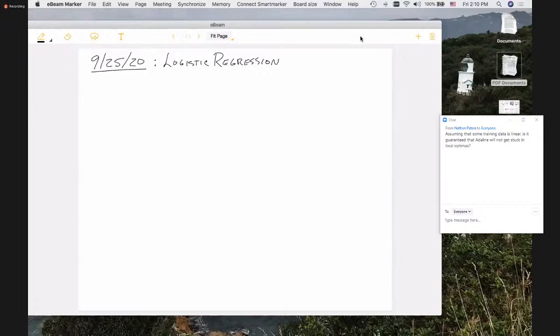Okay, welcome back. So I see right off the bat we have a question in the chat window, so I guess we'll start with that. Nathan is asking, assuming that some training data is linear, is it guaranteed that Adaline will not get stuck in local optima? So the problem is that word some.